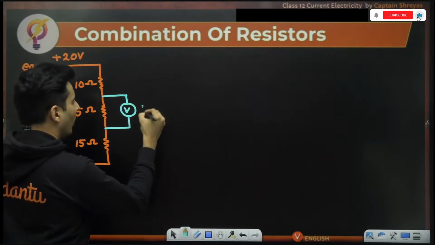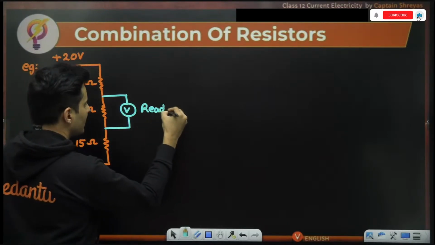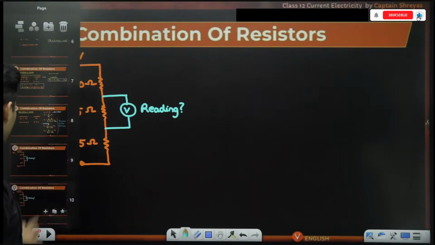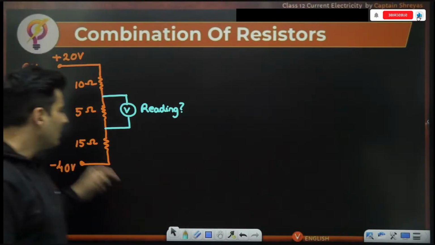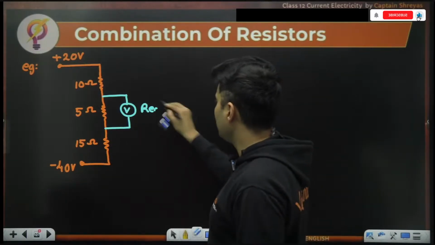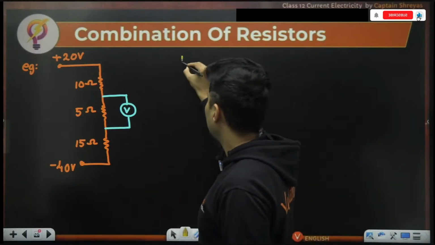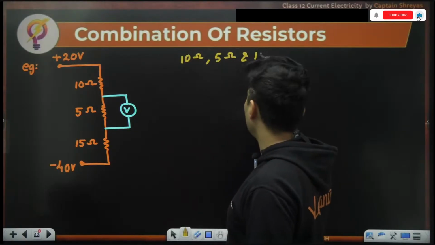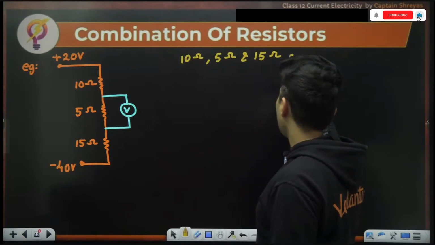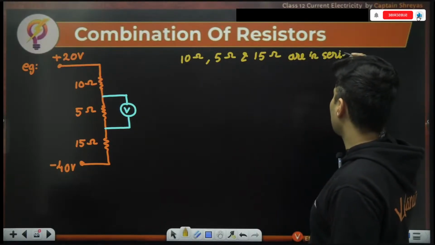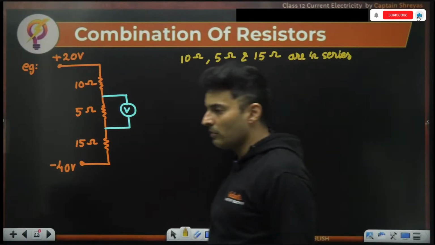Can you tell me what is the reading in this voltmeter? This is how the question can be framed. So what you will do, first of all, do you see all these three resistors are in series? Can you guys easily notice that 10 ohm, 5 ohm and your 15 ohm, all of them are basically in series combination? Yes, sir. Series combination.